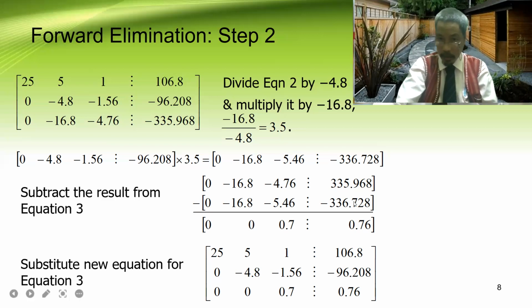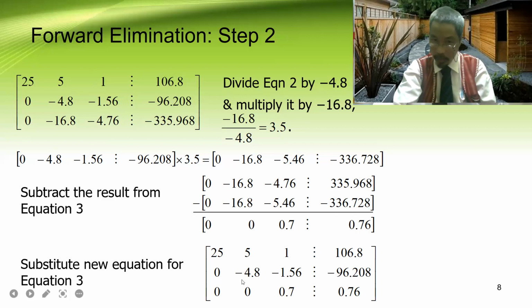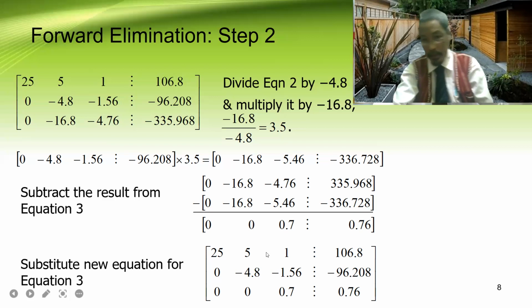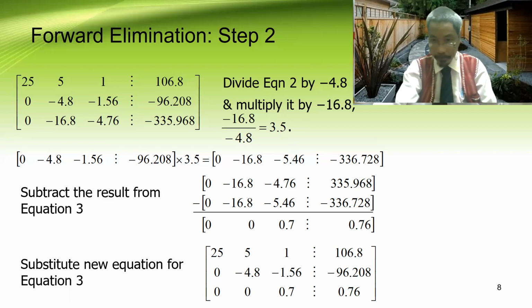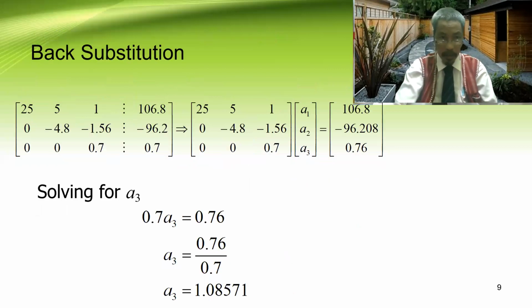So this is 16, so 0.76. So this is our third equation. So put it on our extended matrix. So this is now our completion of the forward elimination. We are through with forward elimination, then let us now go to the next phase, which is backward substitution or back substitution.